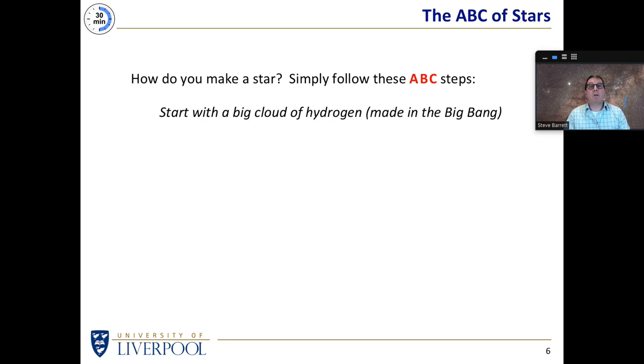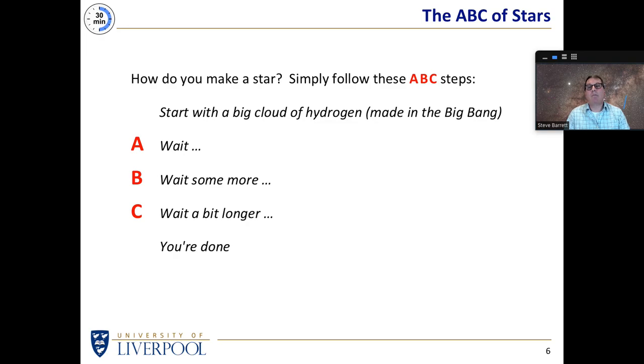Well, you can follow 3 relatively easy steps. If you start with a large enough cloud of hydrogen, and we've already said that the hydrogen was made in the first 3 minutes after the Big Bang, then follow these steps. Step 1, wait. Step 2, wait some more. Step 3, wait a bit longer, and you're done. Okay, you now have a star.